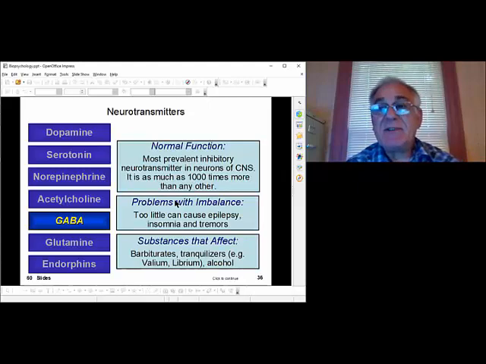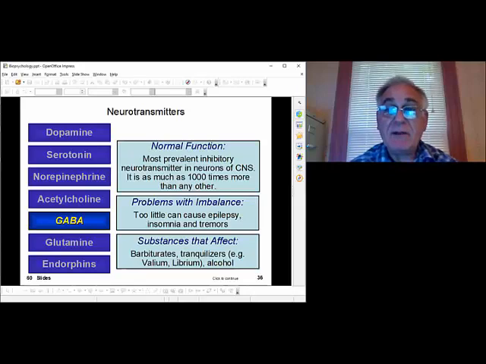The GABA is a very strange neurotransmitter. GABA stops things from working. That's its purpose. Its purpose is to shut stuff down. It's an inhibition neurotransmitter, and it is the most prevalent of all of the inhibition transmitters in the nervous system. It's as much as 1,000 times more prevalent than any of the other inhibitory types. That's why I don't talk about all the different types. This is not a biology class, so I'm giving you an overview of psychology and biology.